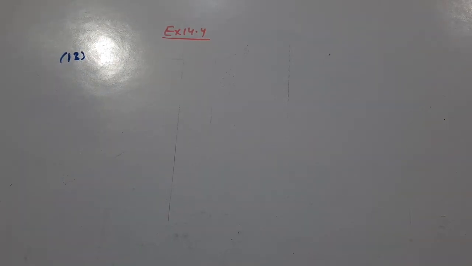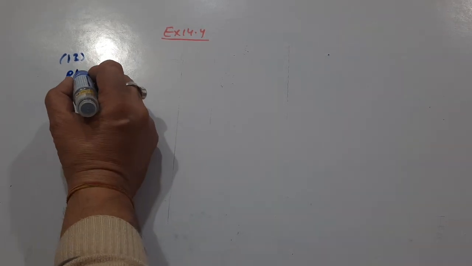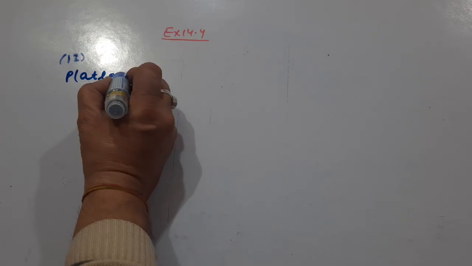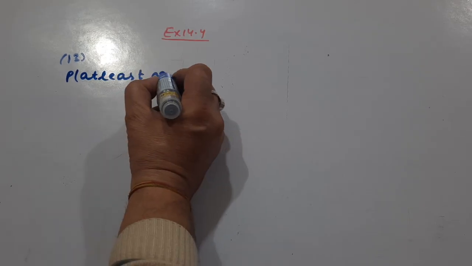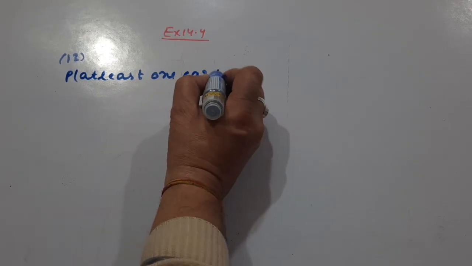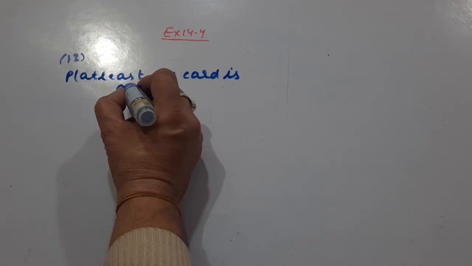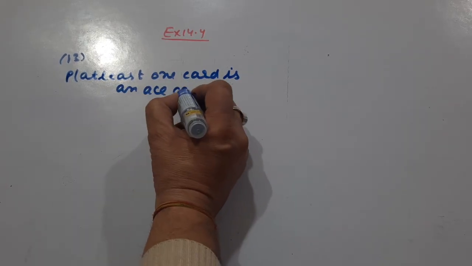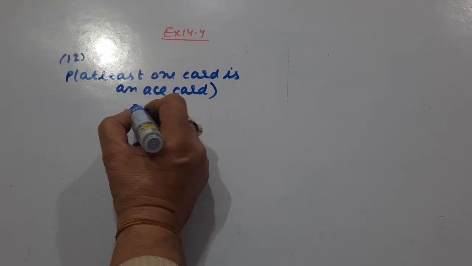Now students, the question is: two cards are drawn from a pack of cards. What is the chance that at least one of the cards is an ace card? So we have to find that at least one card is an ace card.